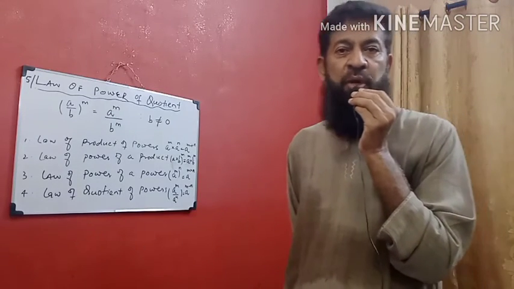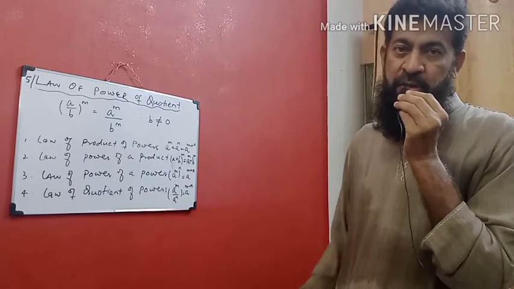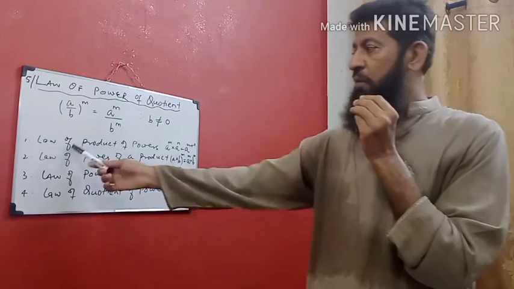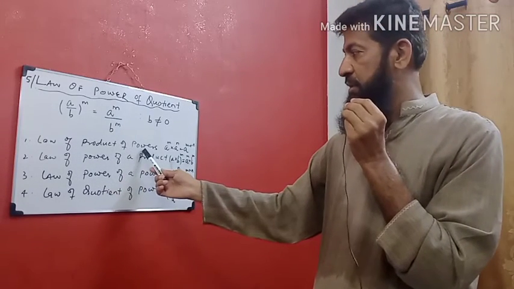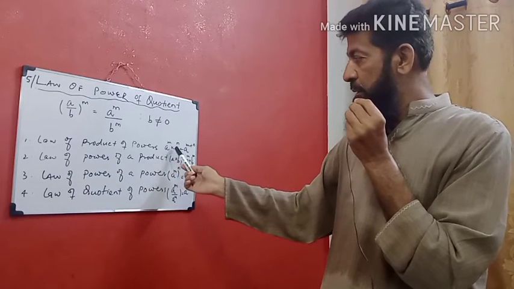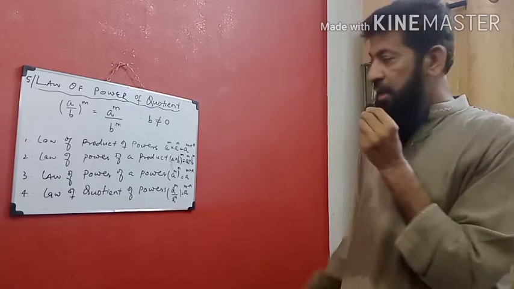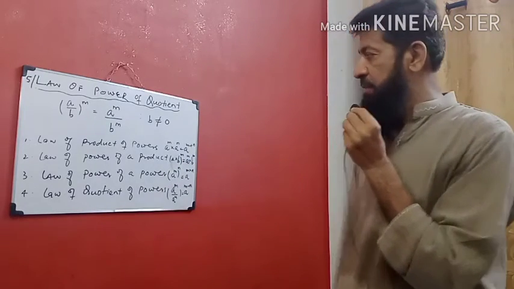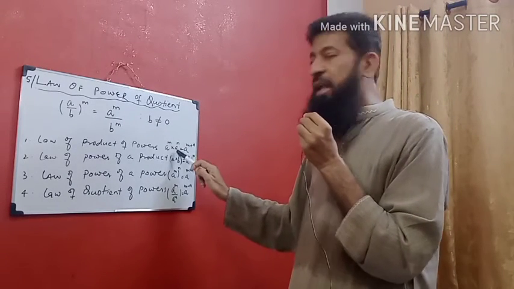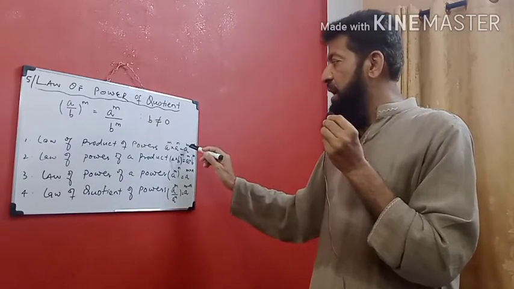The system of real numbers, exponents and radicals. Previously, we have already learned the 4 laws. The law of product of powers: when bases that are the same are multiplied, the powers should be added. That means a raised to power m multiplied by a raised to power n equals a raised to power m plus n.